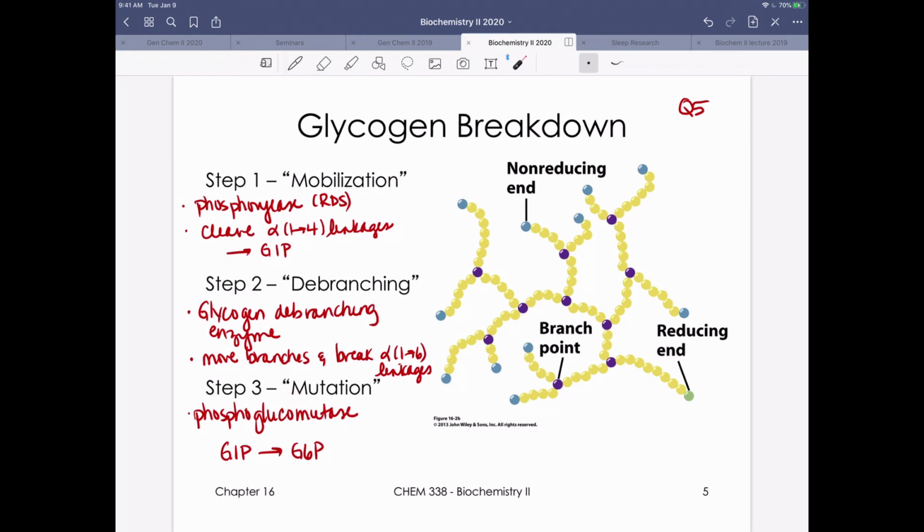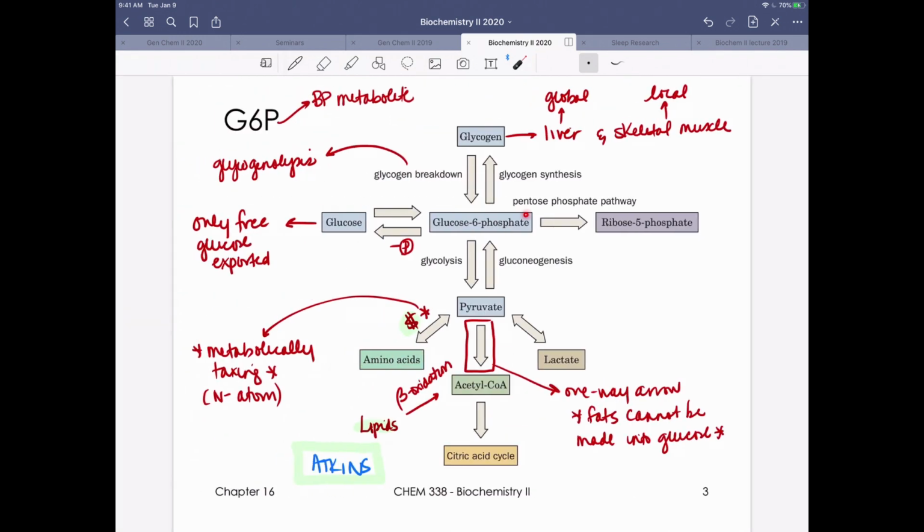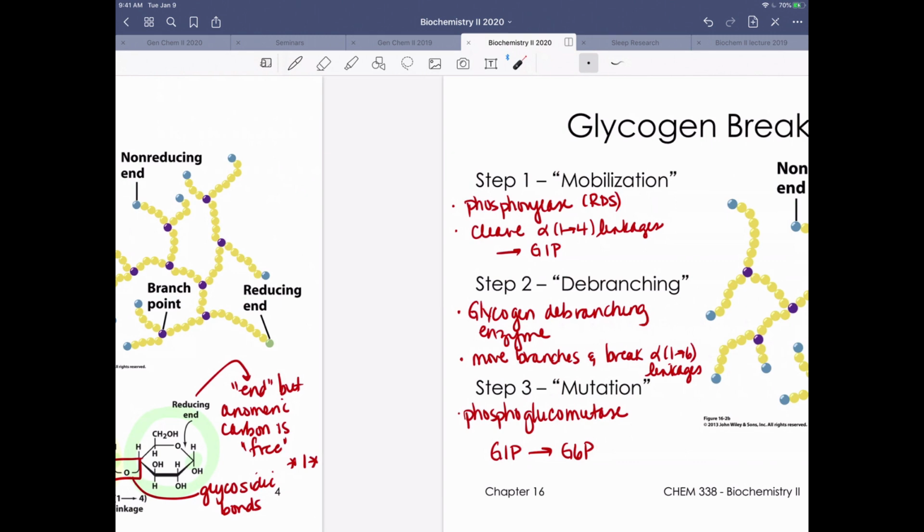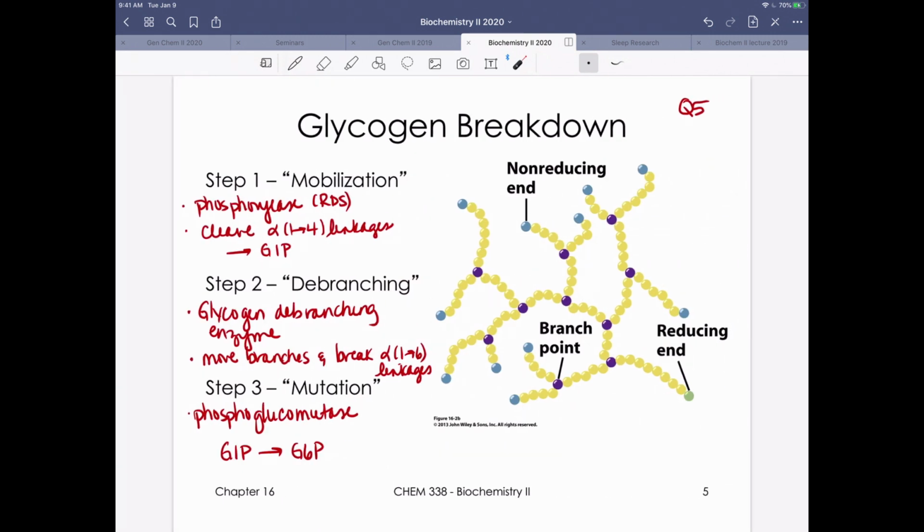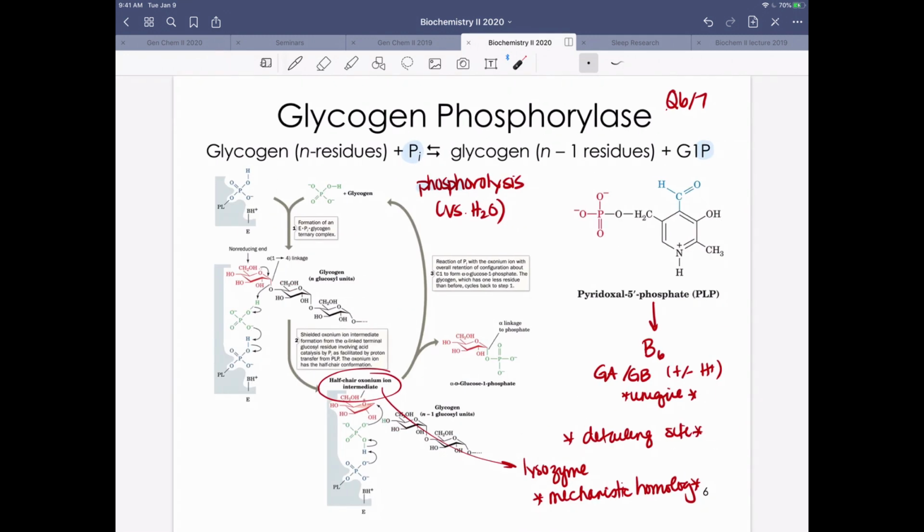The last thing that has to happen is that any glucose that was liberated as glucose 1-phosphate by phosphorylase needs to be made into glucose 6-phosphate. Remember, enzymes that move functional groups we call mutases. So phosphoglucomutase is going to convert G1P into G6P. And again, G6P is that important branch point metabolite that is going to be necessary to do any additional chemistries. So those are the 3 main steps, just in an overview. We're going to talk about each one of them individually on a separate slide here.